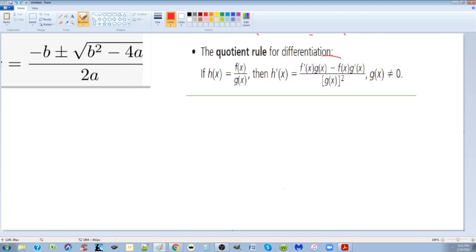For instance, if you happen to put the f of x over here with this g of x and add or subtract this one, you're going to get the wrong result. So it's got to be the f prime of x times g of x minus f of x times the g prime of x, divided by g squared. This is derived simply from the product rule.